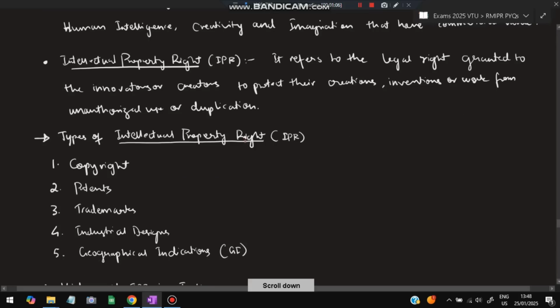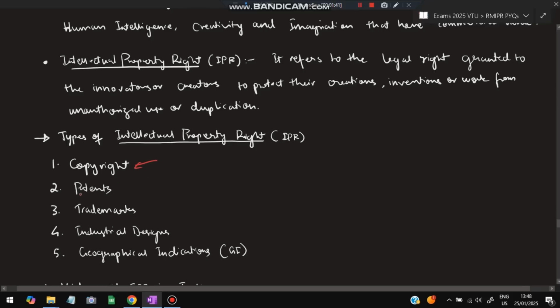Now, what are the types of intellectual property right? There are five types. The first one is copyright. What do you mean by copyright? Copyright means if there is a film made, the original creative work, like for example a book, music, film, software, painting, all these things come under copyright. It provides the right for the creators to publish, distribute, and reproduce it. The copyright for J.K. Rowling's Harry Potter series protects the books and movies from unauthorized reproduction.